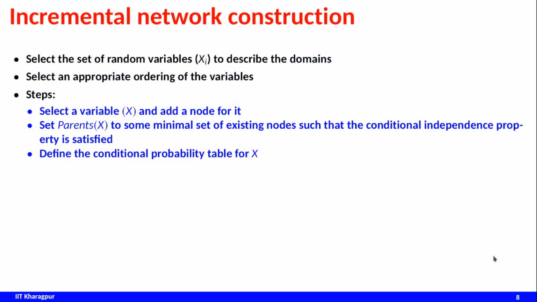So moving forward, when we try to model a problem, we use an approach known as incremental network construction. So we select the set of random variables to describe the domain, which will be the very first step.